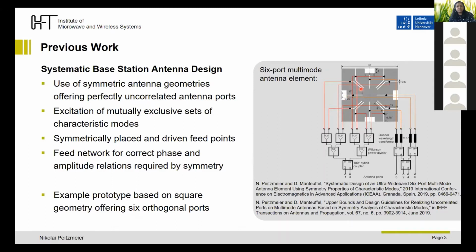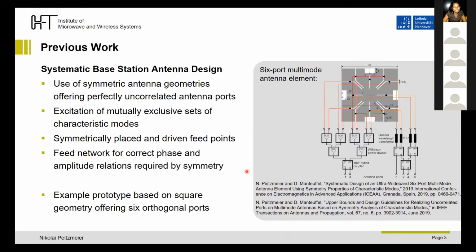Here we have used such excitation slots. And what we additionally need is a feed network which distributes the input signals to these feed points. And with this design approach, we can design a 6-port multi-mode antenna based on such a square geometry. And we can push this even further. For example, on a hexagonal plate, 8 ports would be possible.